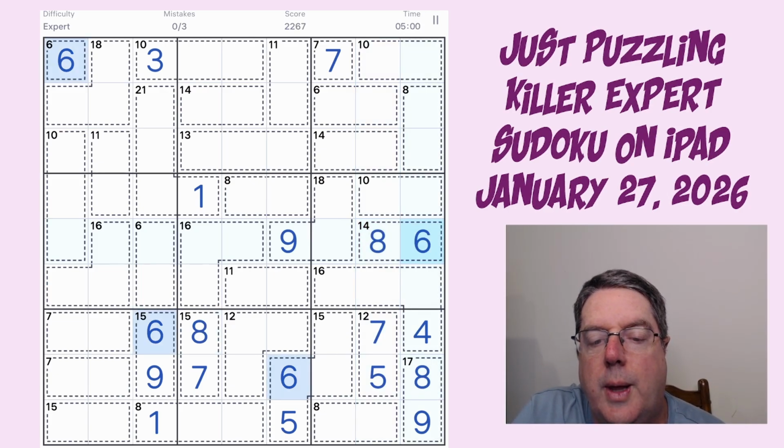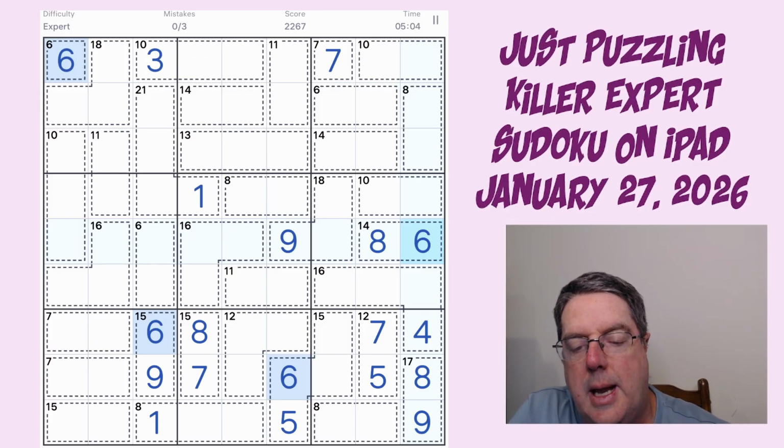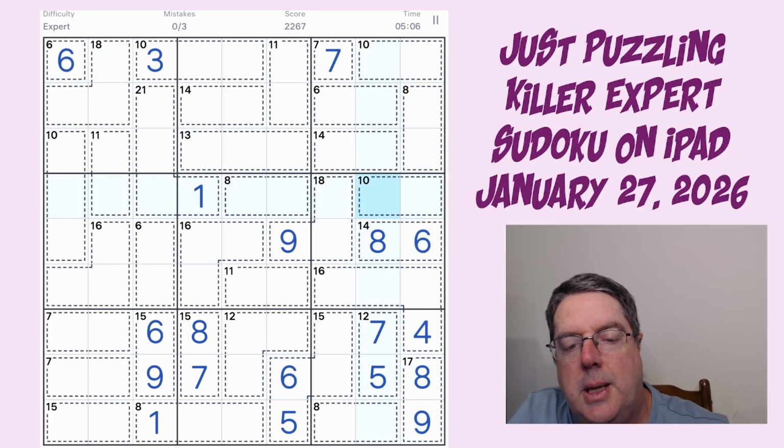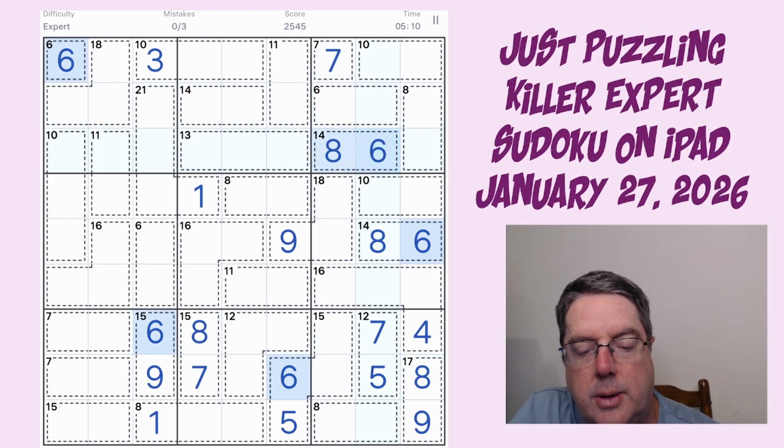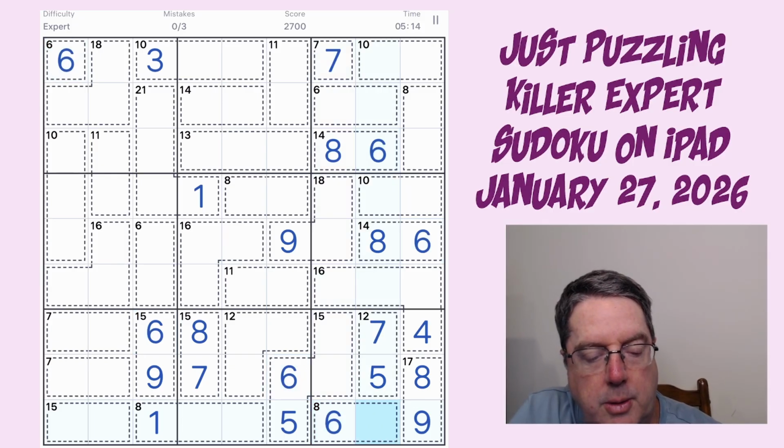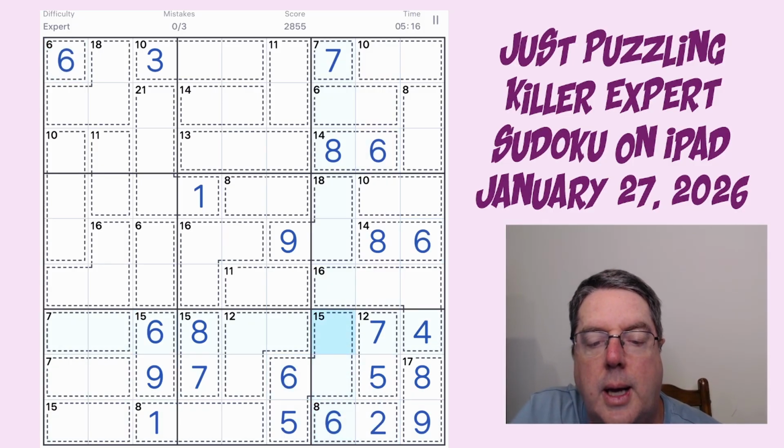6 and 2 there. So 8 now comes up here, 8 comes up here, 8 can't be there, so that's an 8 there, leaving this to be a 6. 6 comes down here, so this is going to be a 6, leaving this to be a 2, and we've still got 1 and 3 there.